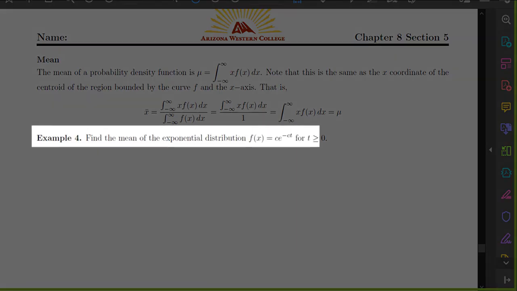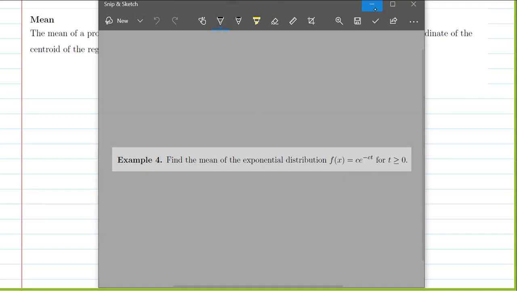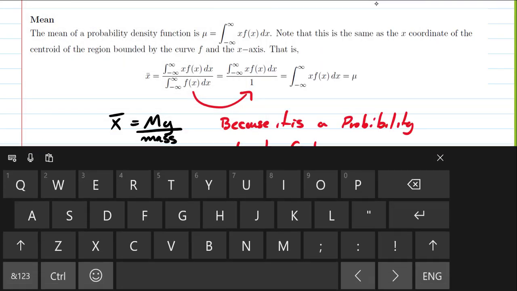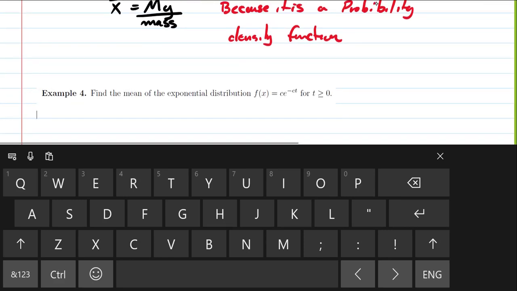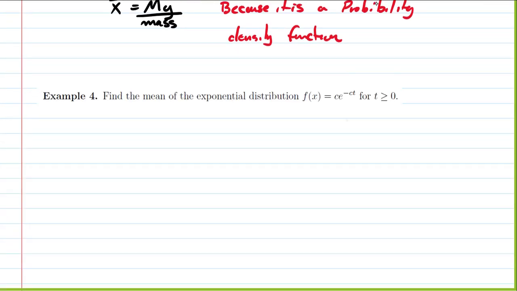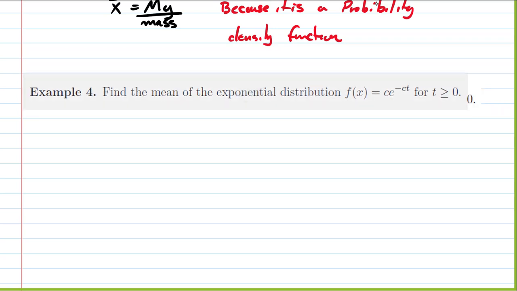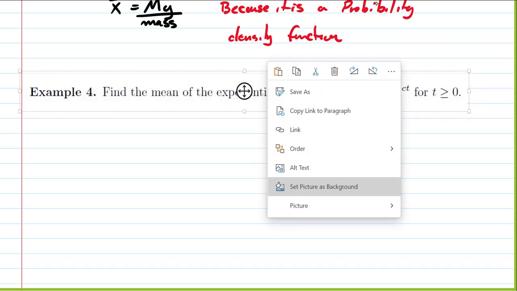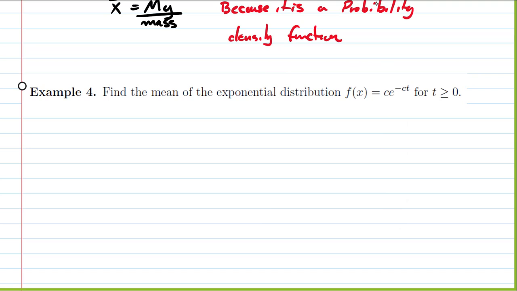So for example number 4, we're asked to find the mean of the exponential distribution f of x equals c times e to the negative cx for t bigger than 0. So as we just discovered, that's our exponential decay distribution, right? We solved for a being the same as c. And we want to find the mean of this distribution.